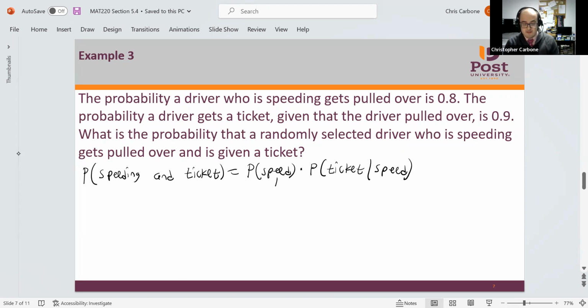Again, it's the same exact event after the given symbol. So doing this just amounts to multiplying. The probability of speeding is 8/10 times the probability of being given a ticket given that the person was speeding, which is 9/10. So 0.8 times 0.9 gives us a probability of 0.72, or 72%.